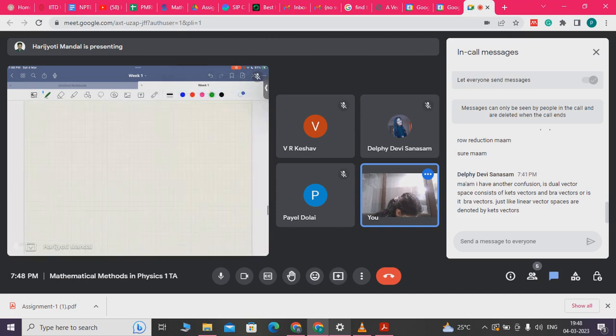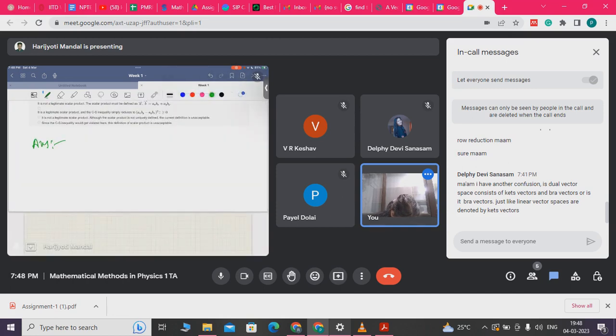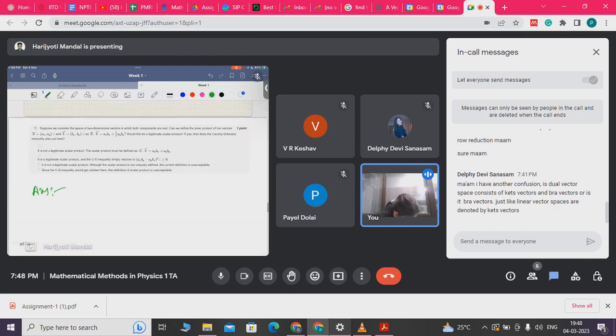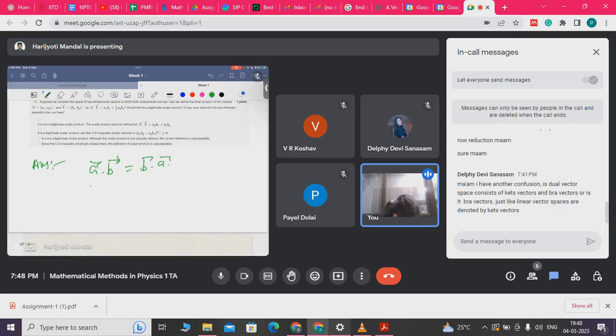Okay. Now question number 7. Suppose we consider the space of two-dimensional vectors in which both components are real. Can we define the inner product of two vectors (ax, ay) and (bx, by) as a dot b equals ax bx plus half of ay by? Would this be a legitimate scalar product? If yes, how does the Cauchy-Schwarz inequality play out here?